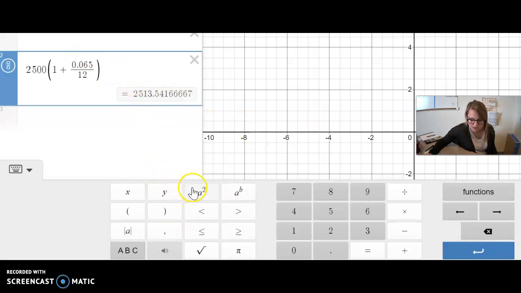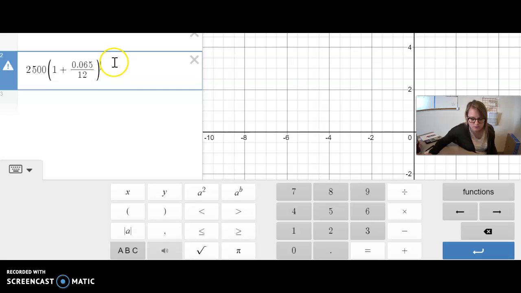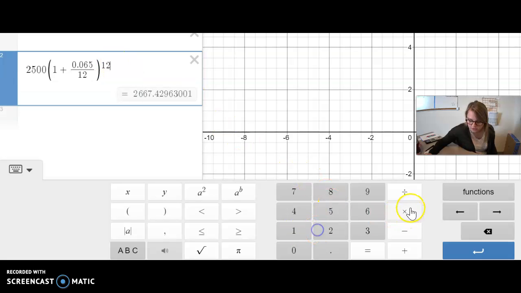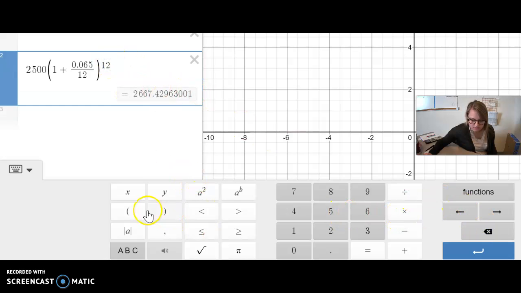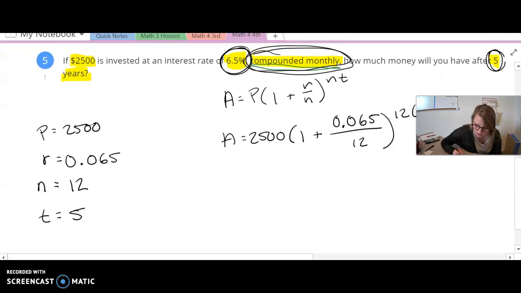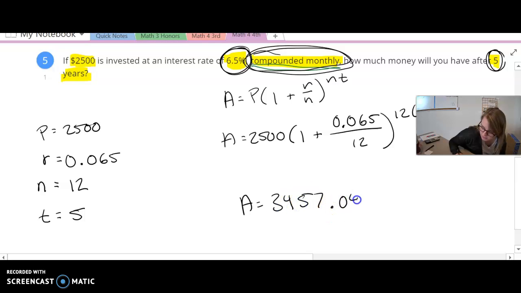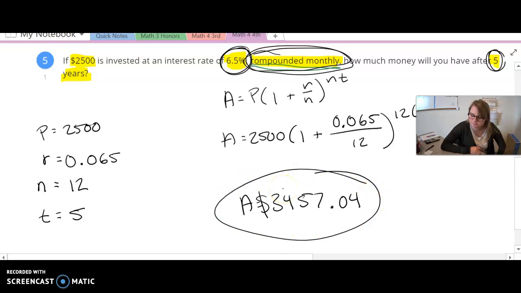close parenthesis, and then raised to 12 times our time. And then we get $3,457.04. So my amount would be $3,457.04 after 5 years, and that would be my answer.